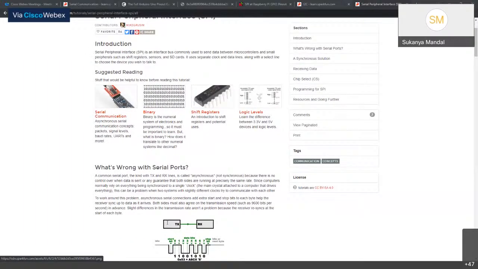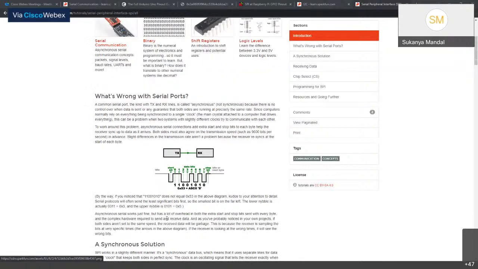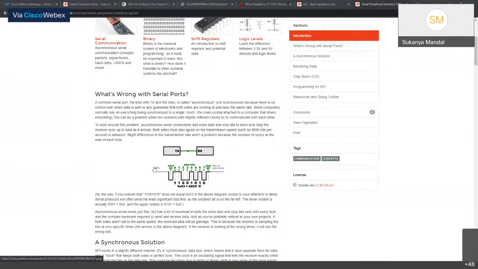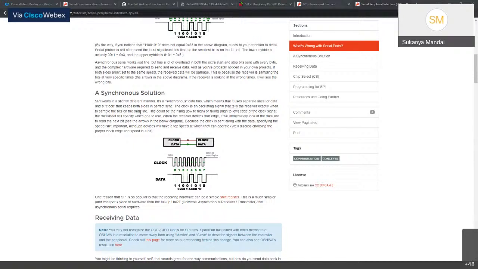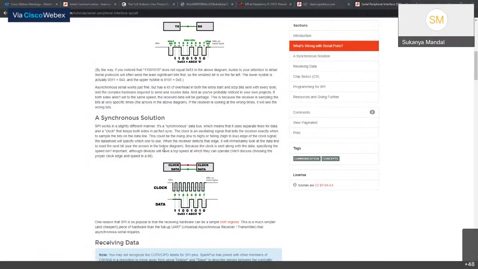Now, again, what's wrong with serial ports? We covered that. SPI is basically a synchronous solution. So UARTs are asynchronous, and SPI gives you a synchronous mode of communication. SPI works in a slightly different manner, as a synchronous data bus, which means that it uses separate lines for data and a clock that keeps both sides in perfect sync. Hence, it requires four pins for communication.